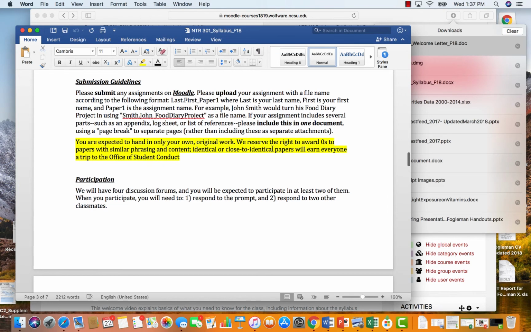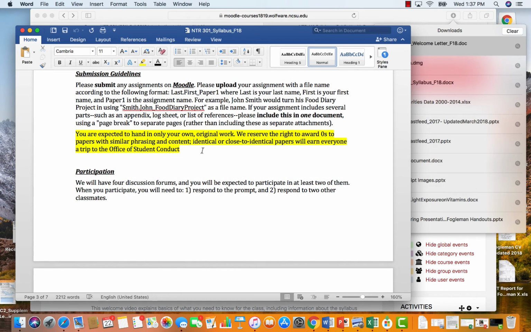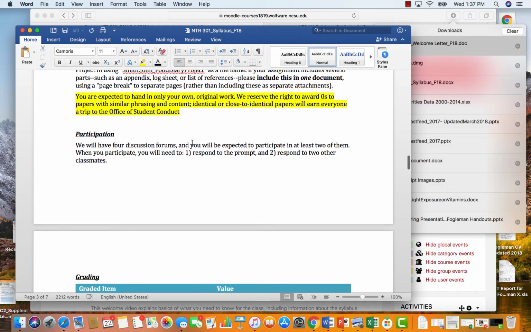Submission guidelines. I'm not as worried about this anymore because Moodle makes it so much easier to grade now than it used to, so I'm not really that worried if you don't put it in this format. But I will say you are expected to hand in only your own original work, and we reserve the right to award 0s to papers with similar phrasing and content. I did turn a student into the Office of Student Conduct this summer for plagiarism. It was the first time I've ever had to do that, and it was a really miserable experience. So please don't plagiarize.